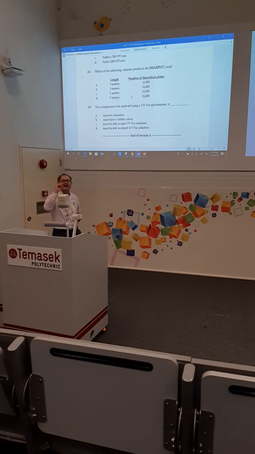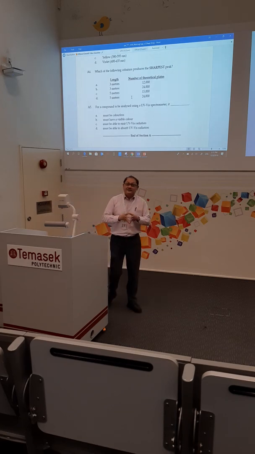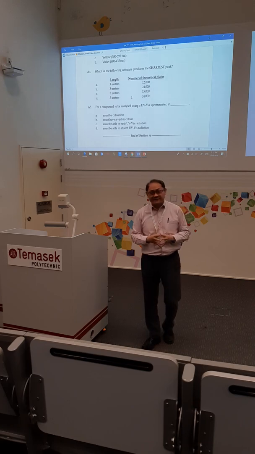Okay, last one. You see, MCQ, 5 questions, 10 marks, usually. Again, this is a UV-Vis question. When we use the UV-Vis meter, what is the condition? What is the requirement? That's by definition, just by definition.